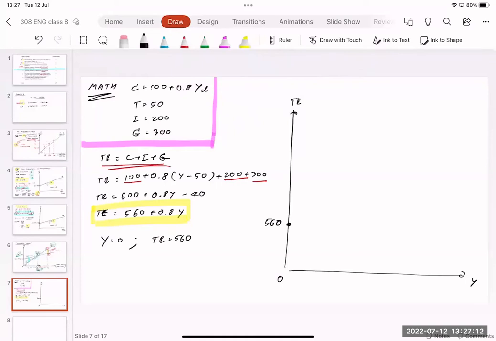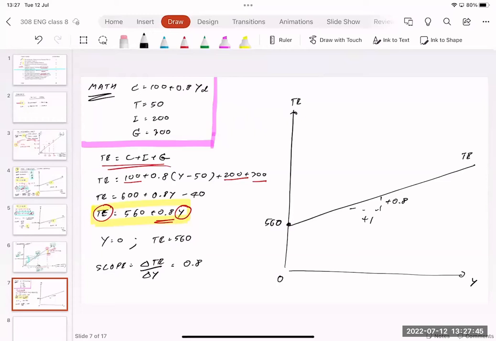And next, I want to find the slope. The slope is delta vertical over delta horizontal. I take the partial derivative of TE with respect to Y, and I get 0.8. So now I know that the curve is going to have a positive slope going up to the right. If Y increases 1 unit, total expenditure will increase 0.8 unit. This is the total expenditure curve.